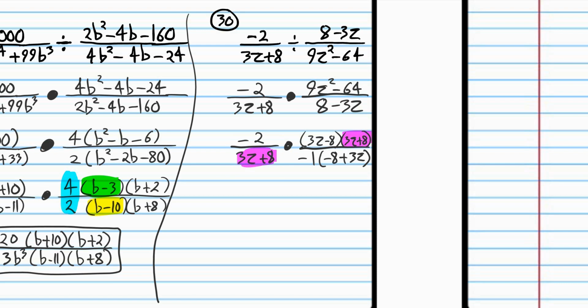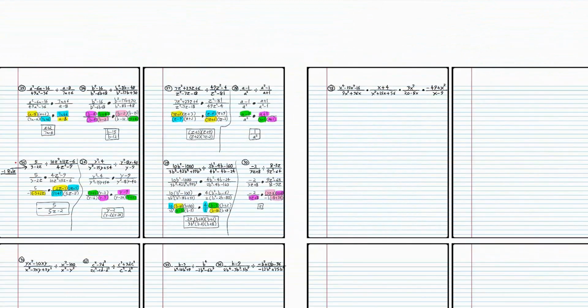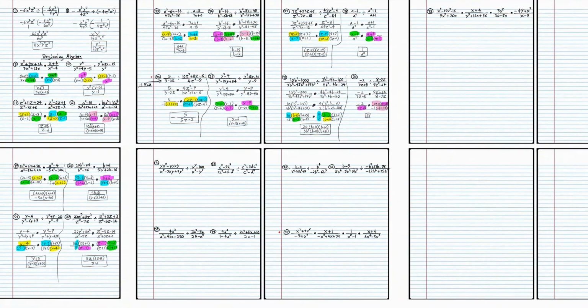And believe it or not, 3z minus 8 is the same thing as -8 plus 3z. So then we're just left with -2 over -1. Negative 2 over negative 1 would just be positive 2. So that one simplifies all the way to positive 2. So if you got that answer, good job. All right, on to number 31.